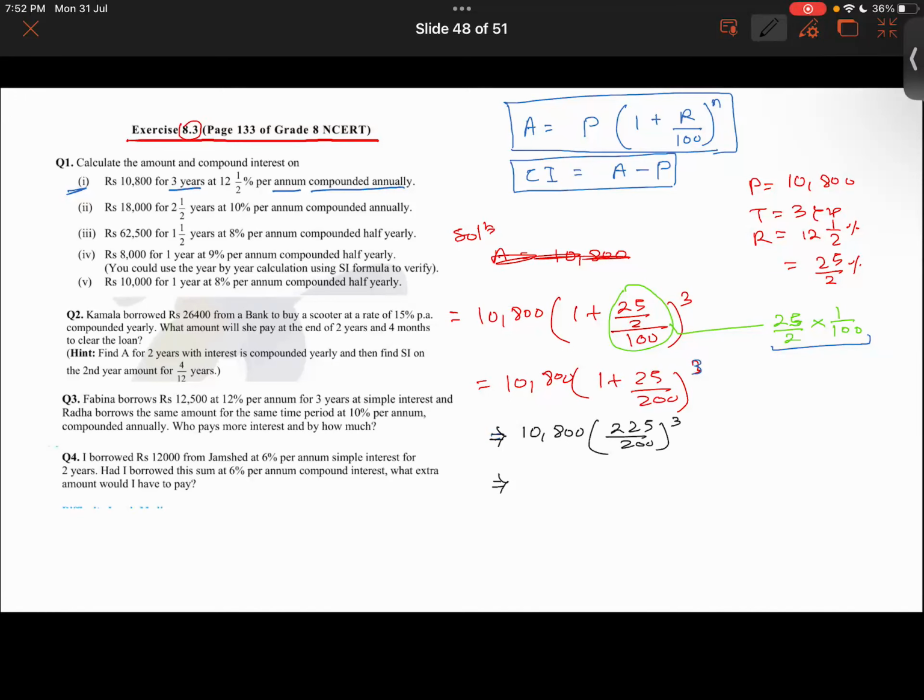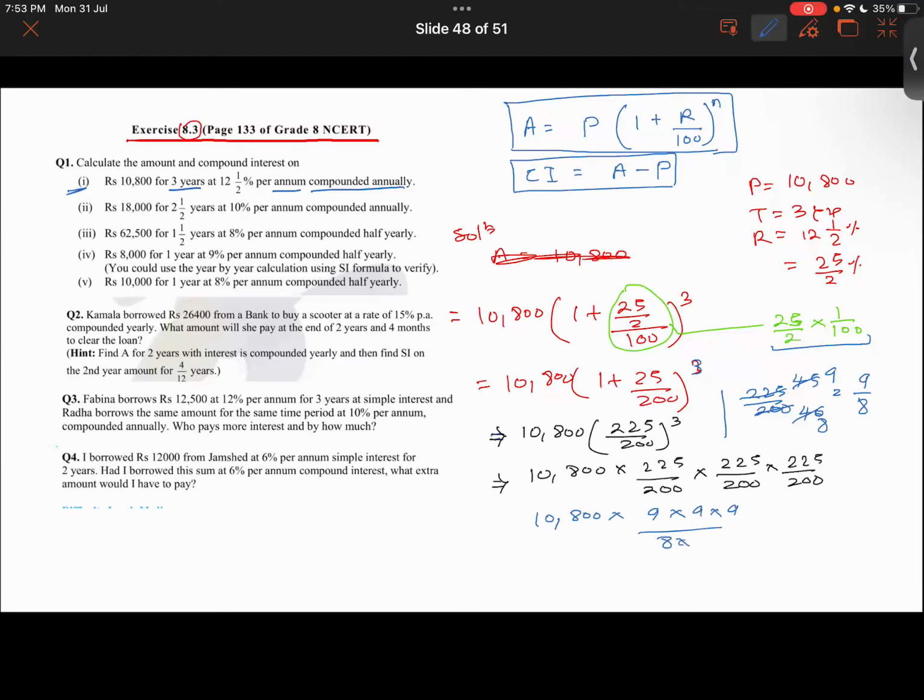For this type of question, you will be getting a value in decimal. You have to tell the approximate value. So we can expand it like this. Or we can write the 225 upon 200 in a simple form, right? So how can we write it? 45 into 5 and then 40, isn't it? Then 8 into 5, then 9. So 9 upon 8. So rather we can write it like this: 10,800 multiplied by 9 into 9 into 9 upon 8 into 8 into 8.